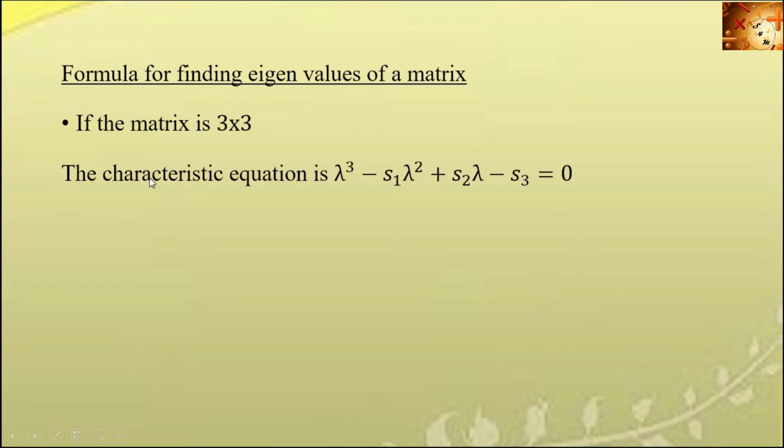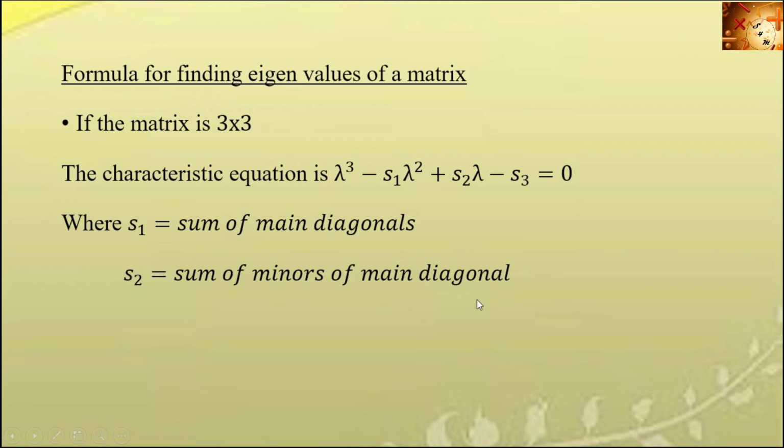Next, we are going to find the formula for finding eigenvalues of a matrix. If the matrix is a 3 by 3 matrix, then the characteristic equation, that is, determinant of A minus lambda I equal to 0, will be lambda cube minus S1 lambda square plus S2 lambda minus S3 equal to 0, where S1 equals the sum of main diagonal elements of the matrix, S2 is the sum of minors of main diagonal elements, and S3 is the determinant of the matrix. By these terms, we can find the characteristic equation from the matrix itself.